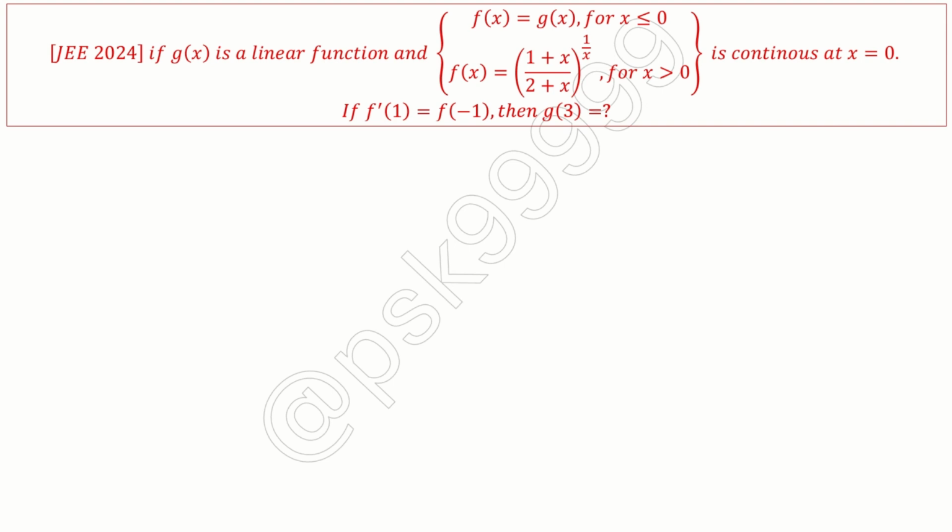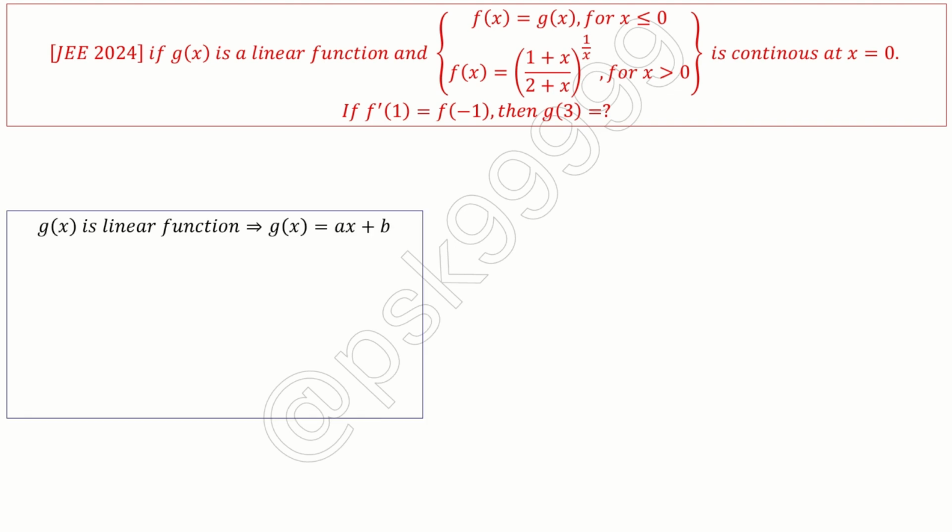First thing given is g of x is a linear function, correct? So let's complete the definition of f of x, because one part of it has f of x equal to g of x. So g of x is nothing but a linear function, so I can assume it as ax plus b. It is in this form only. Now it is also given that f of x is continuous at x equal to 0. So if f of x is continuous at x equal to 0, which means the limit of this value is equal to the limit of this value, that is, limit as x tends to 0 minus is equal to limit as x tends to 0 plus, which is equal to f of 0. So I will use this one.